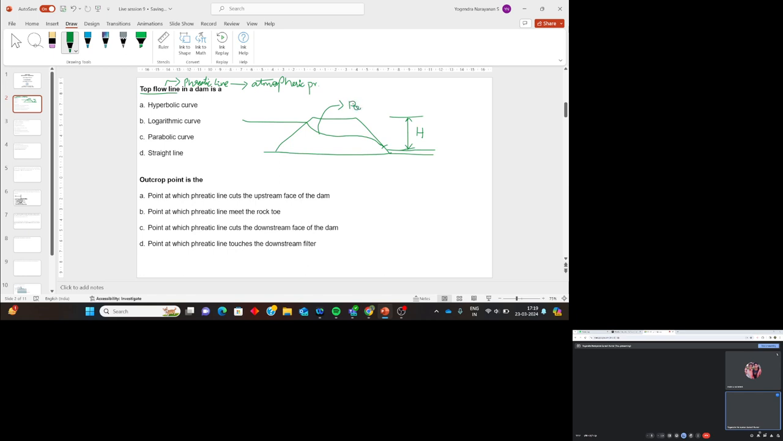Proving that it is a parabola, that derivation, that proof, has been covered quite elaborately in the lectures itself, so you can go through those proofs. And as far as this question is concerned, the top flow line in a dam is a parabolic curve.